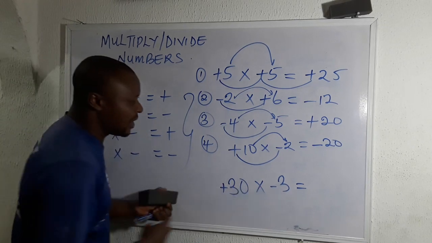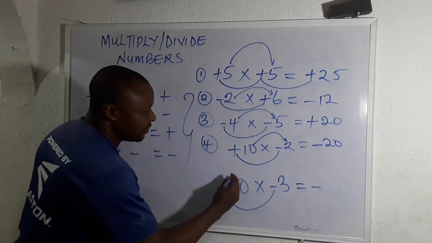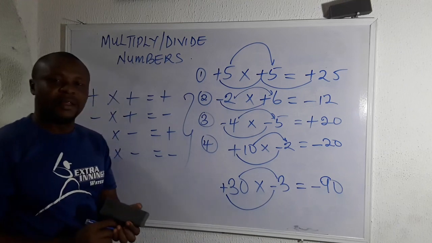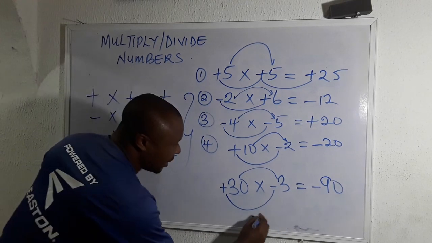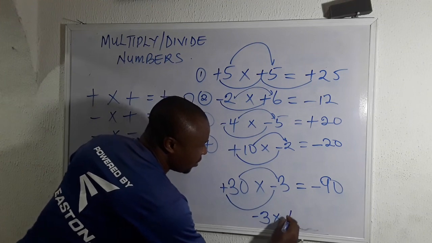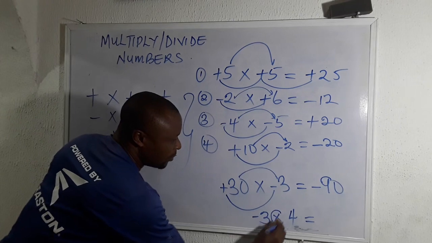So to multiply this out, we say what? Plus times minus will give us minus. 30 times 3 will give us 90. In the same vein, we can have minus 3 times 4. That will give us what? Now, this is the operator here we are multiplying.